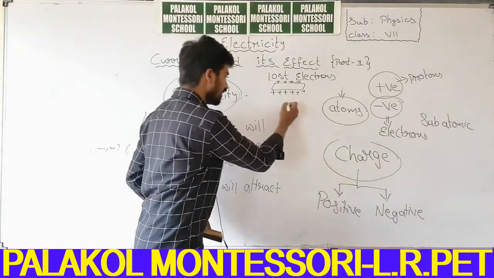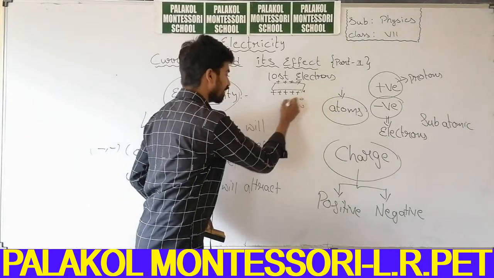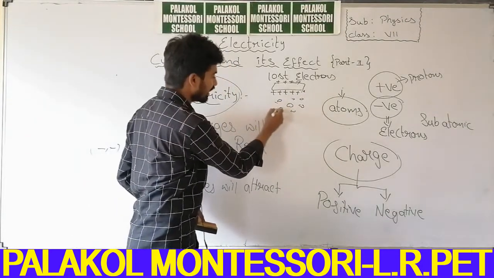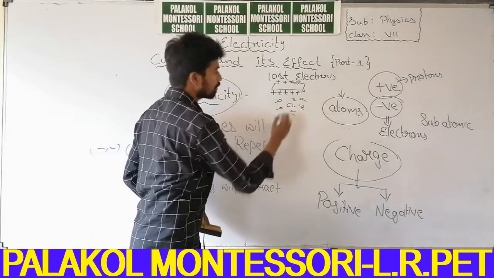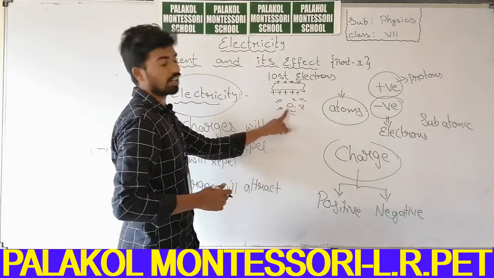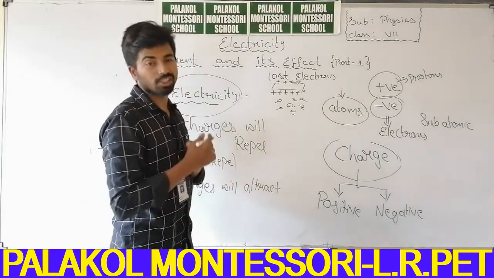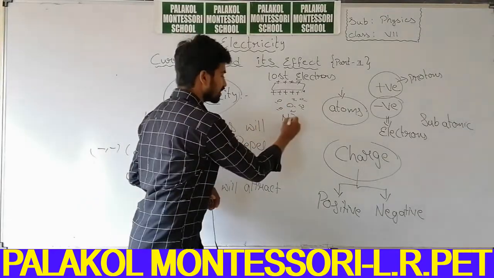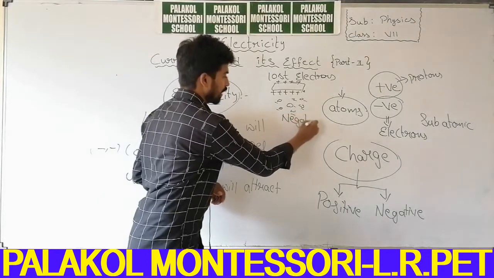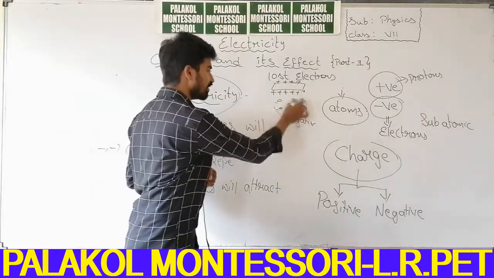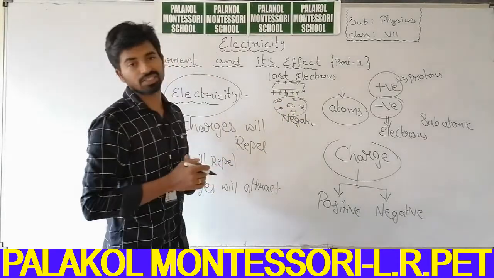If you place this near the pieces of paper, what happens? These positive charges will attract the negatively charged pieces of paper. What is the charge of these pieces of paper? They have negative charges, and these negative charges will be attracted to the positive charges.